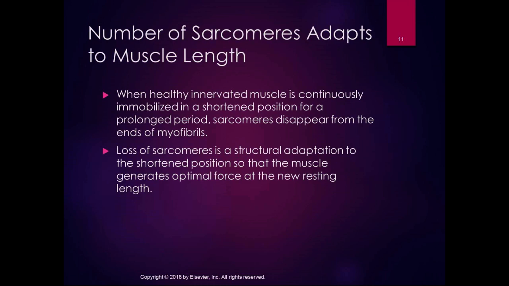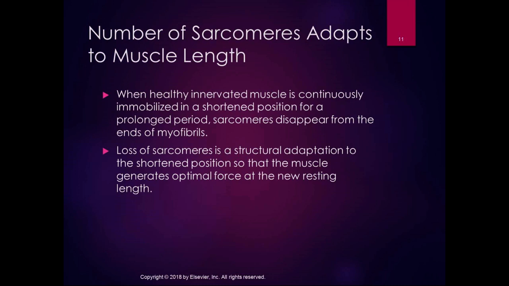So when healthy, that being key, innervated muscle is continuously immobilized in a shortened position for prolonged periods, sarcomeres disappear from the end of myofibrils. The loss of sarcomeres is a structural adaptation to the shortened position, so the muscle generates optimal force at the new resting length.